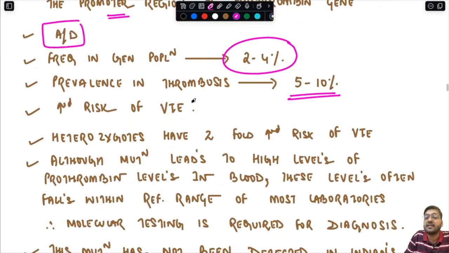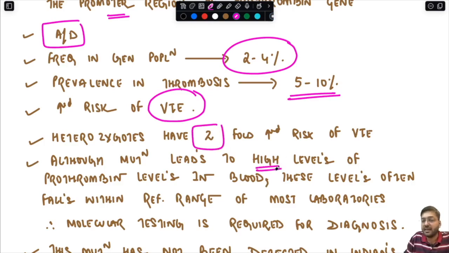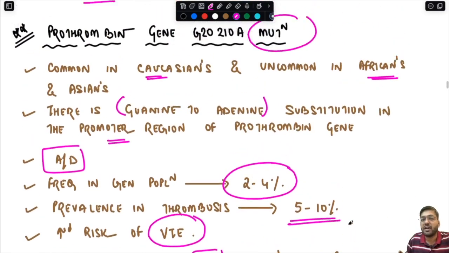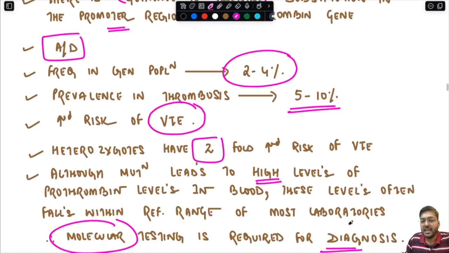And it basically increases the risk of venous thromboembolism. Heterozygotes have a twofold increased risk of venous thromboembolism. Although the mutation leads to high levels of prothrombin in the blood, these levels often fall within the reference range of most laboratories. Therefore, just carrying out the basic clot-based assays initially does not help. Therefore, molecular testing is required for making a diagnosis of this particular inherited thrombophilia.